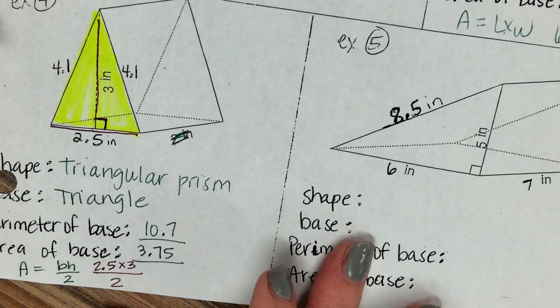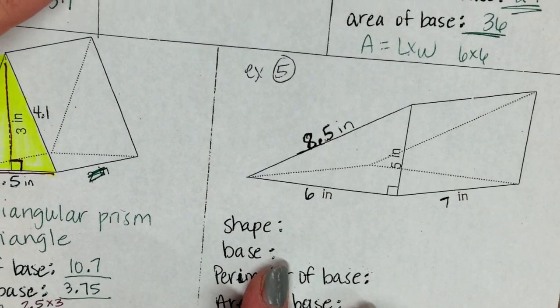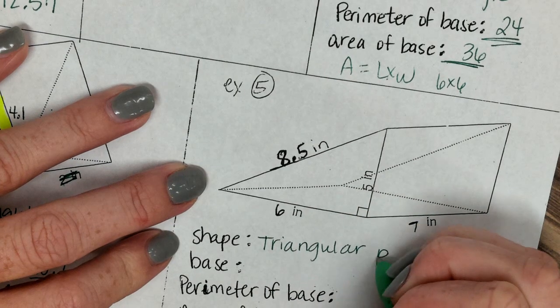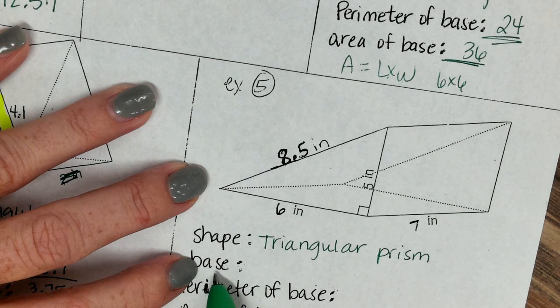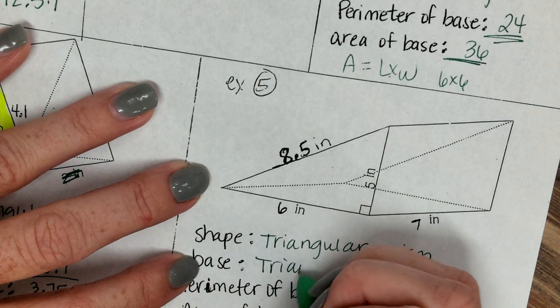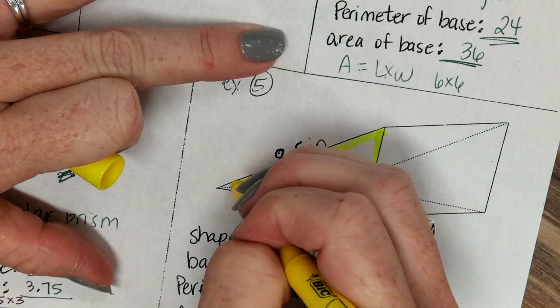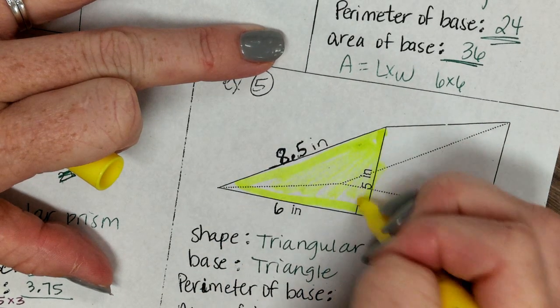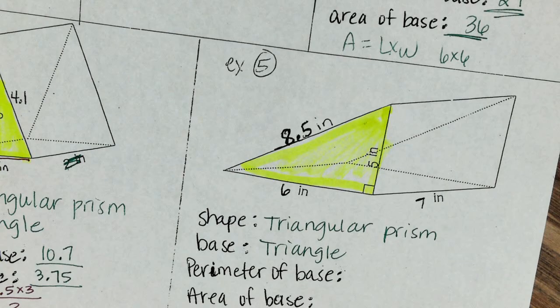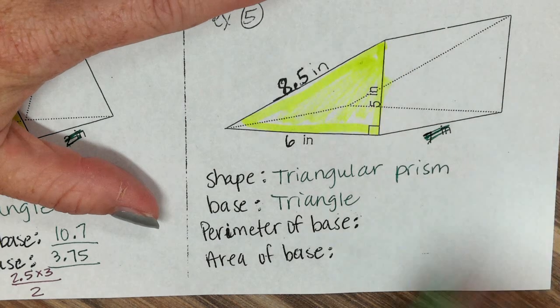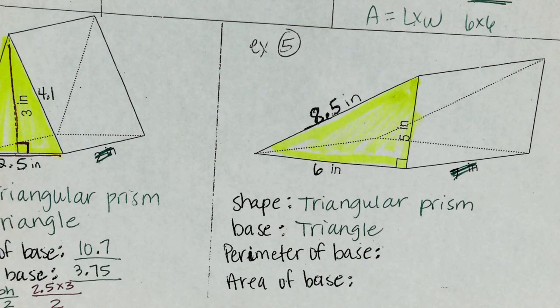Okay, this next shape is the exact same shape. It's another triangular prism. So write that down. The shape is a triangular prism. What is the base? A triangle. So what am I going to highlight? The triangle. What number has nothing to do with the base, the triangle? So can I mark it out because I'm not going to use it today? Now I'm going to give y'all a second on your own to find the perimeter of the triangle and the area of the triangle.